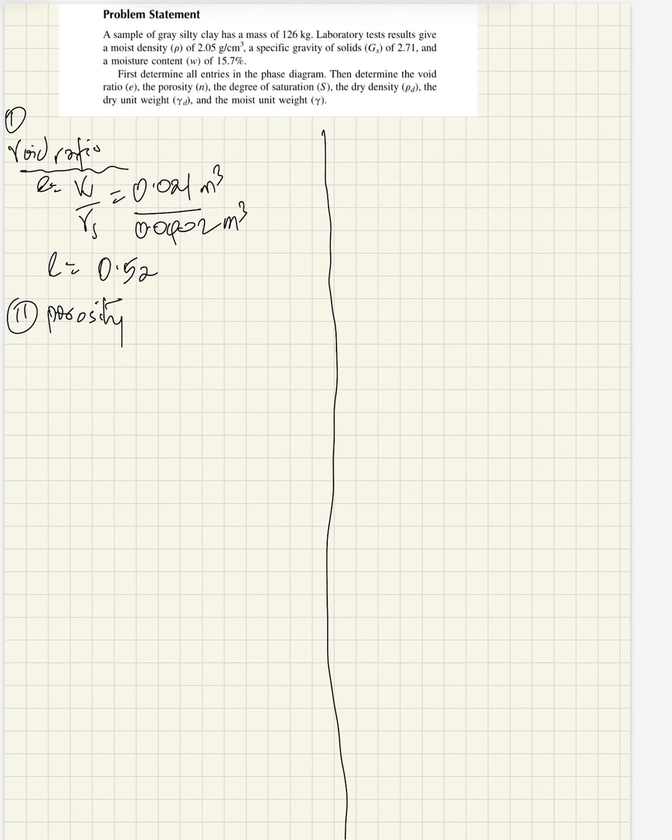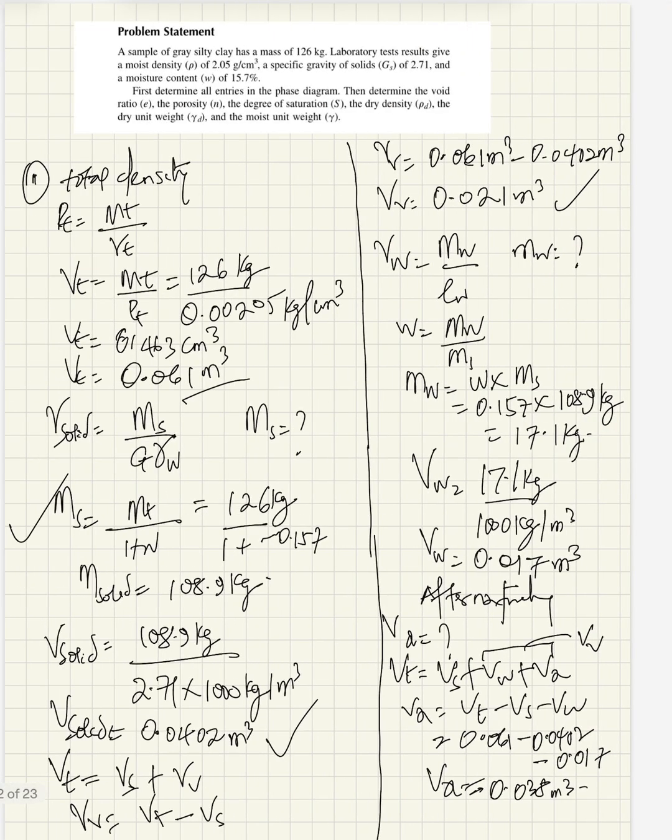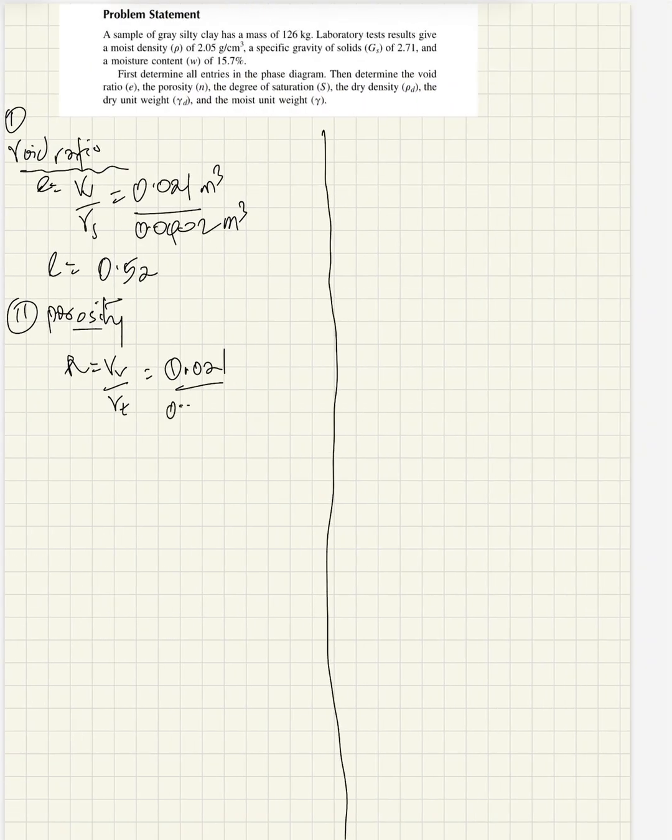Porosity is what? Porosity n is volume of void over total volume. We know the volume of void was 0.021, and our total volume is 0.061 meter cube. Porosity is equal to 0.021 divided by 0.061. Porosity is 0.34.